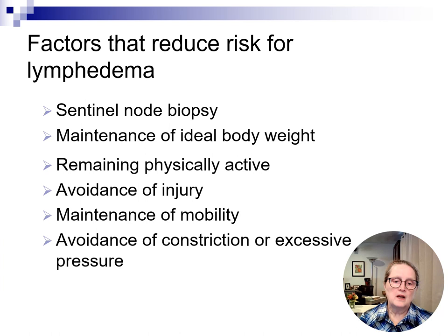Factors that can reduce the risk for developing lymphedema: sentinel node biopsy, or the mapping of the first lymph nodes to which the tumor area drains by means of a radiomarked dye, can reduce the risk of developing lymphedema by ensuring that no other nodes need to be taken if the first nodes are negative. Maintaining ideal body weight, i.e., reducing the weight means reducing the lymphatic load. Remaining physically active. Keeping active helps with all aspects of our health, including improving our lymphatic function. Avoiding injury to the at-risk limb. Injury causes inflammation, which results in increased swelling and edema.